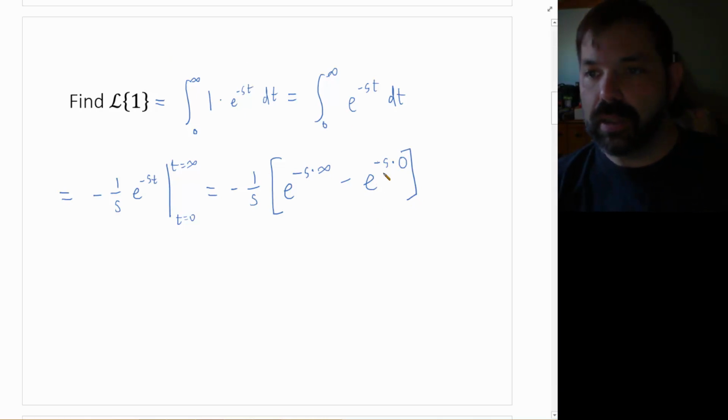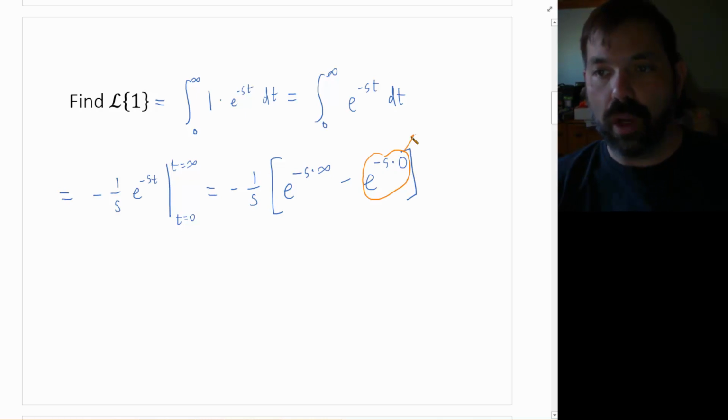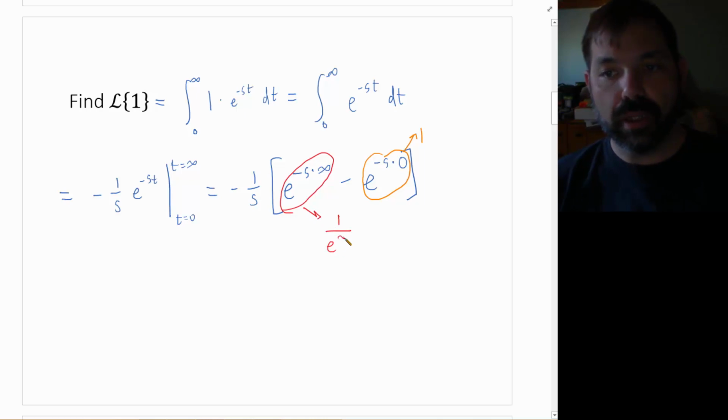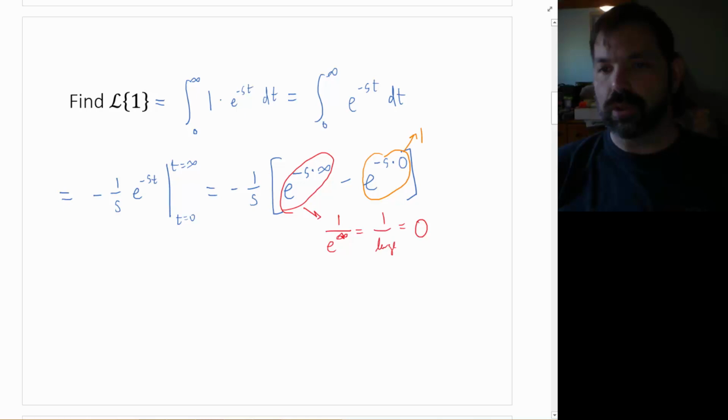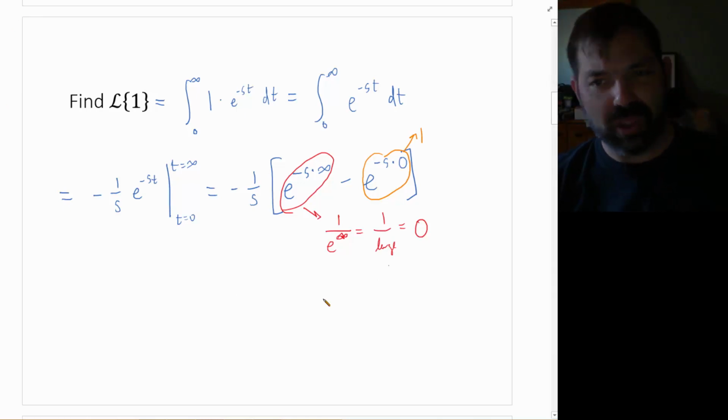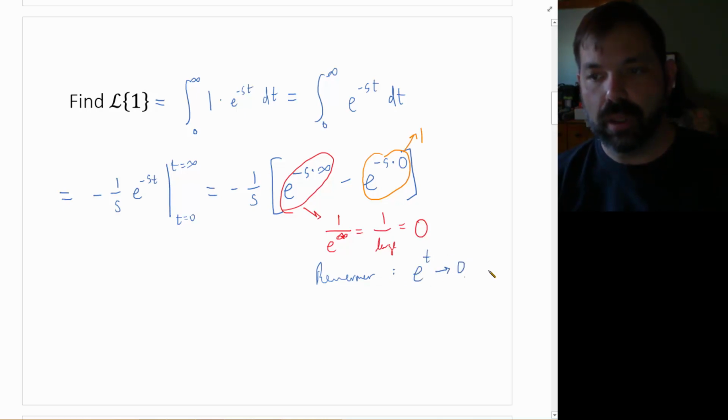Now let's think about this. e to the negative s times 0 is just e to the 0, so that's 1. But what happens here? What's e to the negative s times infinity? Well, that's the same as 1 over e to the infinity. That's basically 1 over a large number, and so that's 0. It will tend to 0 as t gets closer and closer to infinity. Something to remember in general: e to the t approaches 0 as t approaches negative infinity.